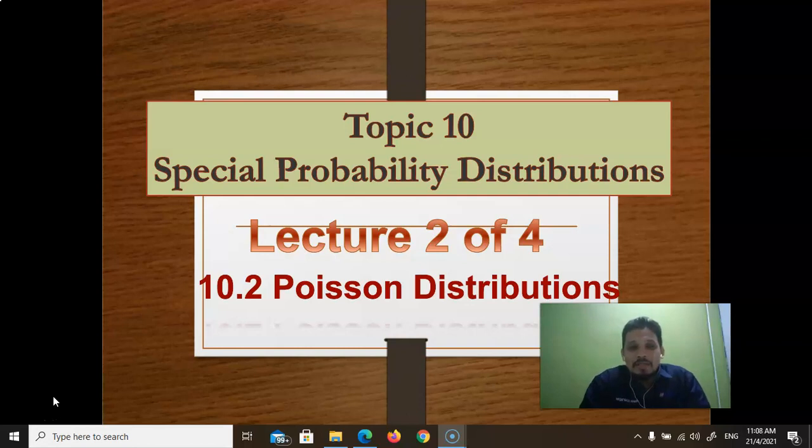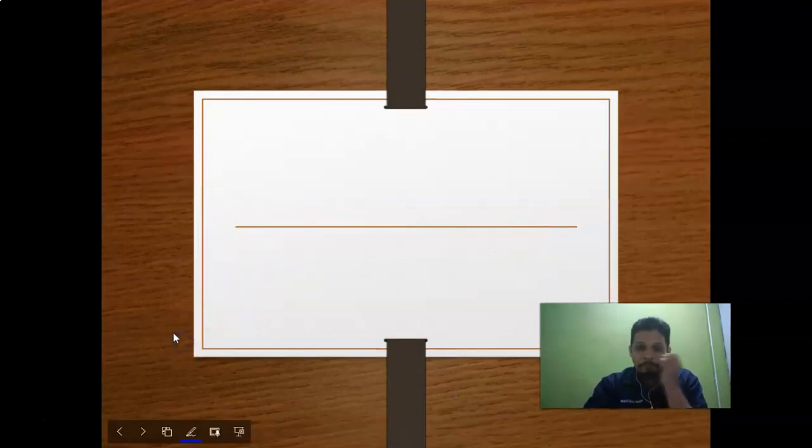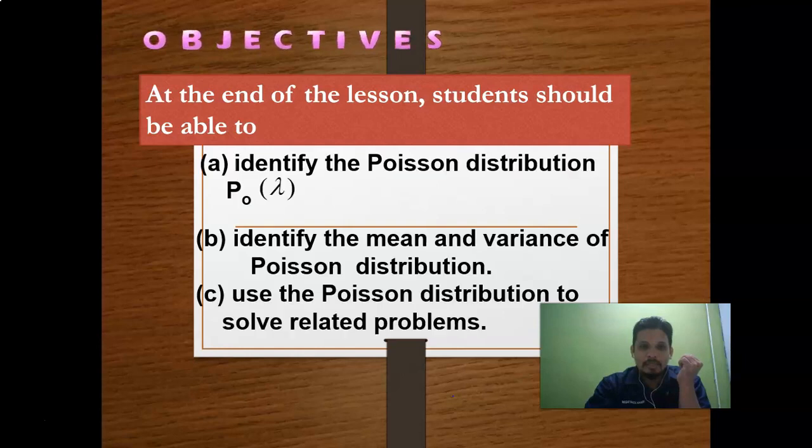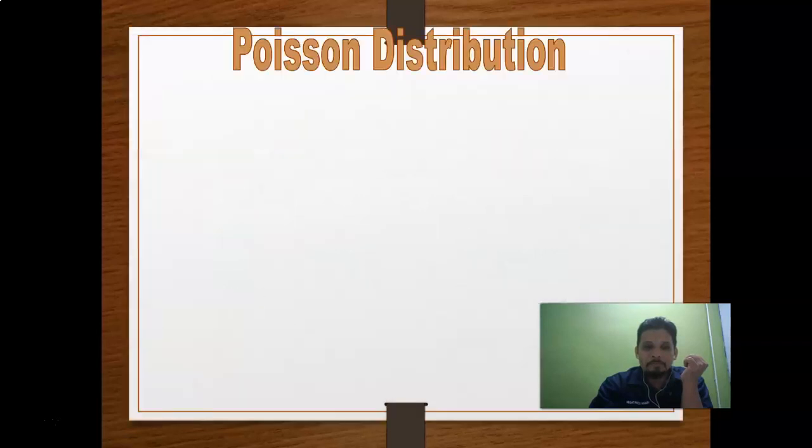Okay, so we're now in lecture 204, and specifically it's for Poisson distribution. It's still in topic 10, special probability distributions. So now we will look into identifying the Poisson distribution. We write down the notation of Poisson with the parameter of lambda, and we're going to identify the mean and variance and use them to solve related problems.